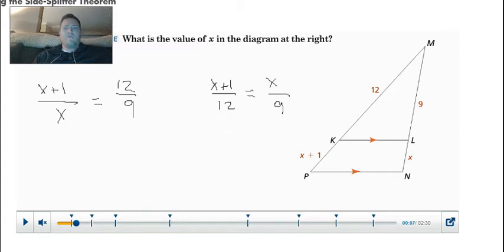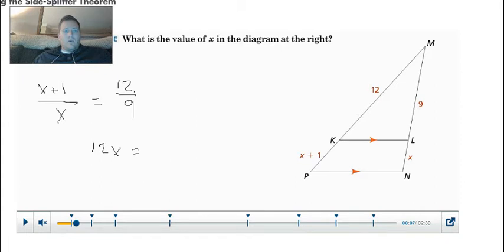So let's just solve one of these since we're going to get the same thing. Let's do the first one that I have as far as setting up. So I am going to cross multiply on this right here, and that is going to give me 12x is going to equal 9 times x plus 1. So then remember, I am distributing that 9 to everything inside. So it gives me 12x equals 9x plus 9.